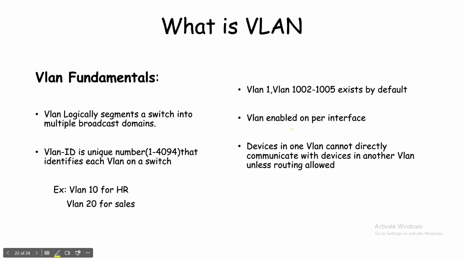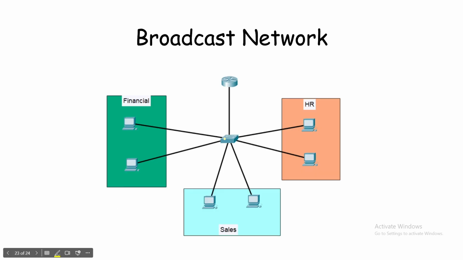And coming to the configuration, we need to enable VLANs per interface. See here, on the switch we enabled VLAN per interface. These two ports are considered as a financial VLAN. If we give the number, let's say VLAN 10 is for the financial, which is enabled on these two ports. VLAN 20 is for the sales, which is enabled on these two ports. Here we are enabling VLANs on interfaces of the switch.